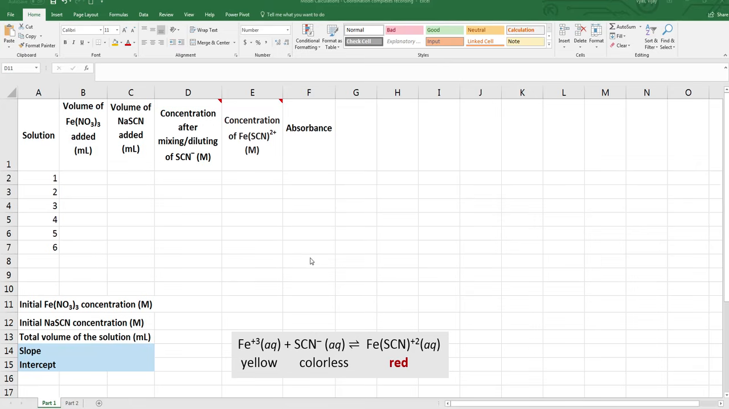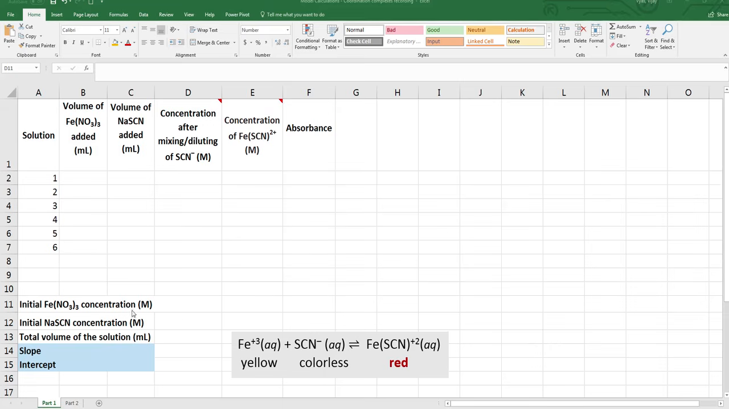Now, how do we get this concentration of iron thiocyanate from absorbance measurements? This is the question that we address in part 1 by making a calibration curve to get an equation that will give us the relation between the absorbance of the solution and concentration of iron thiocyanate. And this relationship, this equation, is what we will use in part 2 to get the iron thiocyanate concentration there, and subsequently we will use it to calculate the equilibrium constant K.